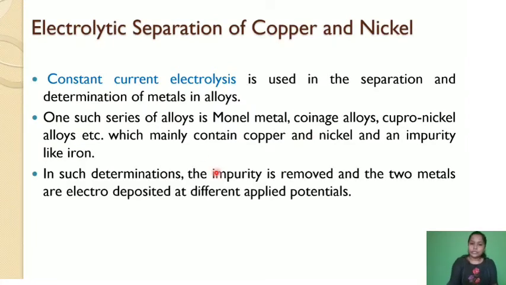In such determination, the impurity is removed and the two metals are electrodeposited at different applied potentials. Our method is the electrolytic separation of copper and nickel. These are the alloys containing copper and nickel: Monel metal, coinage alloys, cupronickel alloys.